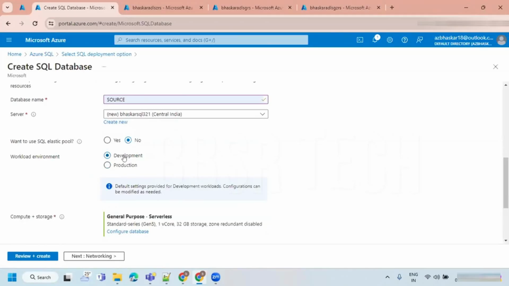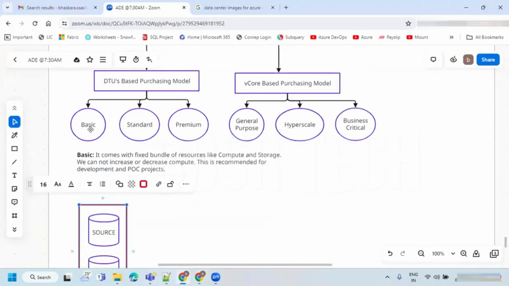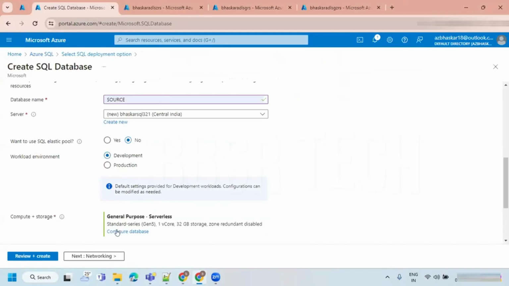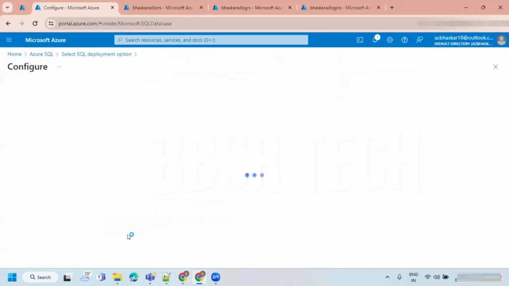So the moment you select development, the configuration of the database is going to change. If I select production, you can see hyperscale. If it is development, it is taking general purpose serverless. But I don't want to go for this. I wanted to go for basic configuration. Let's go and hit configure database.